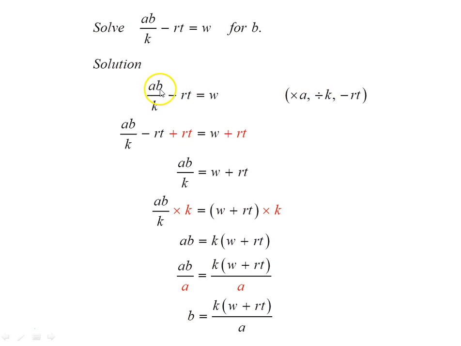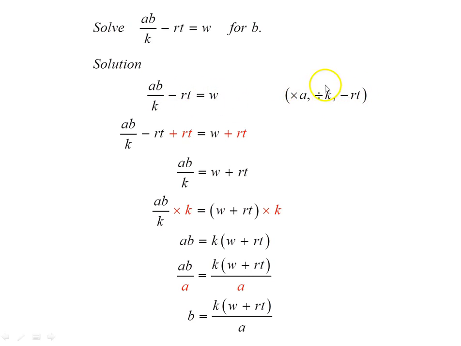Now, we could have said the first thing we did to b was divide k, then the next thing we did was times a. Times and divide are on the same level for the order of operations, so which one goes first doesn't matter, but let's just choose the times first. So first thing we did to b was times a, next was divide k, and the last thing was subtract the product rt to give us w.